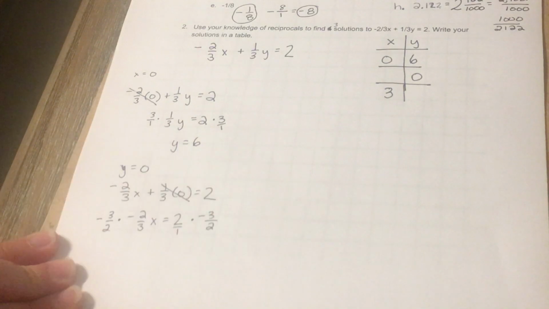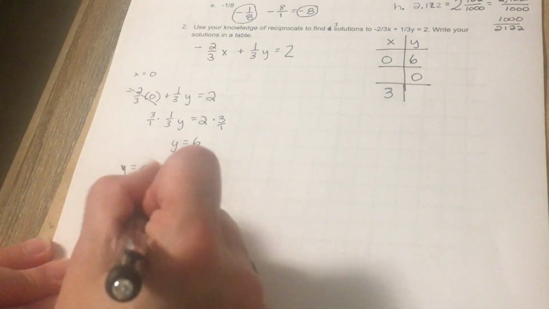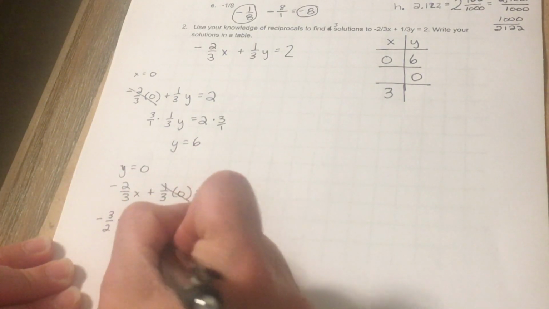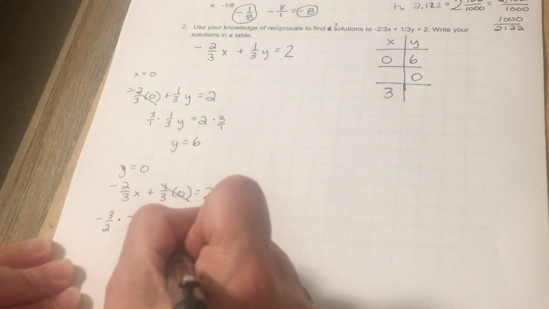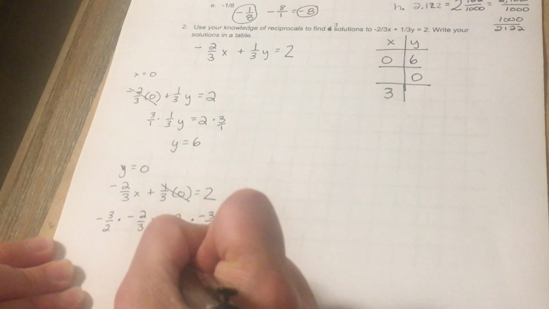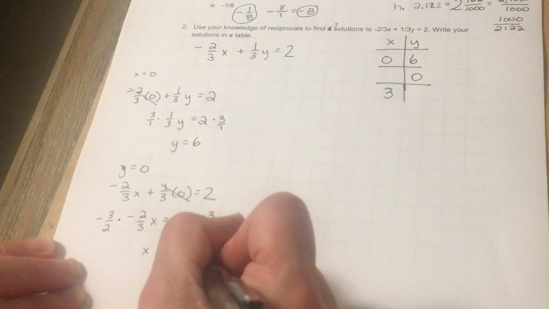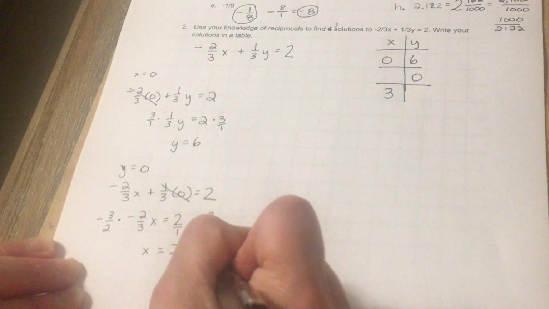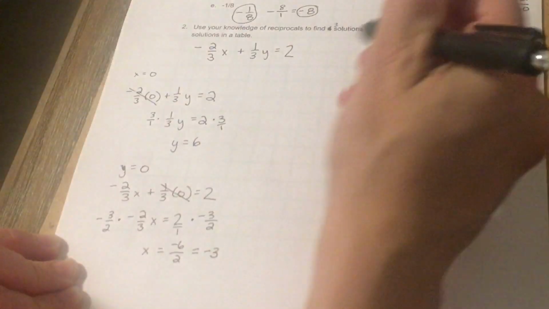Remember, 2 is the same as 2/1. So this becomes 1x because I use the reciprocal. 2 times negative 3 is negative 6. 1 times 2 is 2. Negative 6 divided by 2 is negative 3. Okay, so I have another answer.